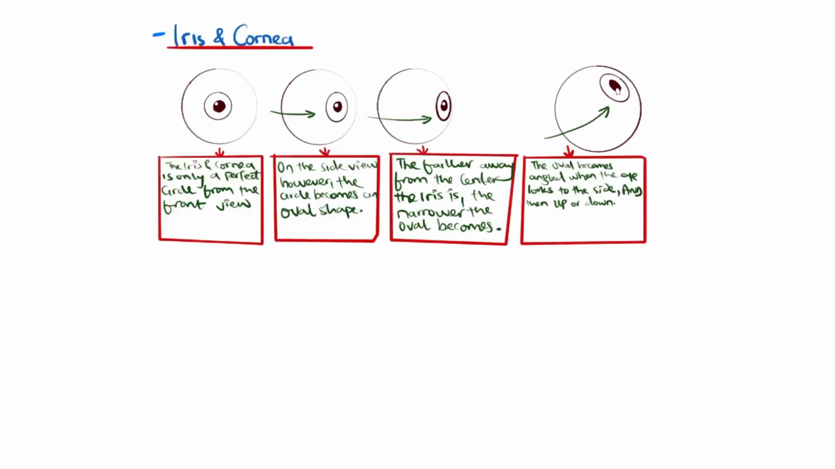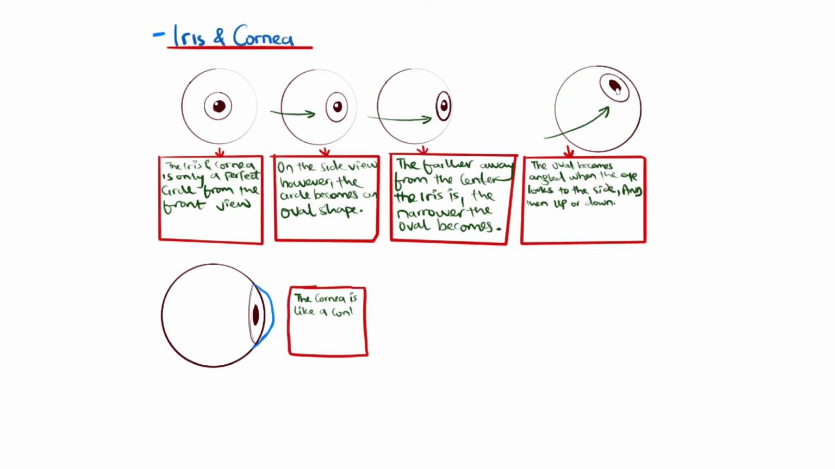I can't talk about the iris without talking about the cornea. So, the cornea is like a transparent contact lens or dome covering the front of the eye, and it causes a protrusion whenever we look at the eye, usually from a three-quarter view, not just a front view, and it's what gives the eye its shiny, glossy, and reflective look.